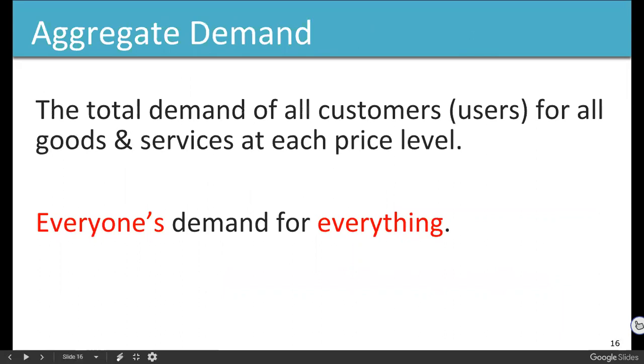But to put things together, when we talk about GDP, about half the time I end up teaching this chapter before I teach the National Income chapter, but I did it this time. Aggregate demand. Aggregate means total. There's total demand. What is total demand? Everybody's demand of everything in the country.